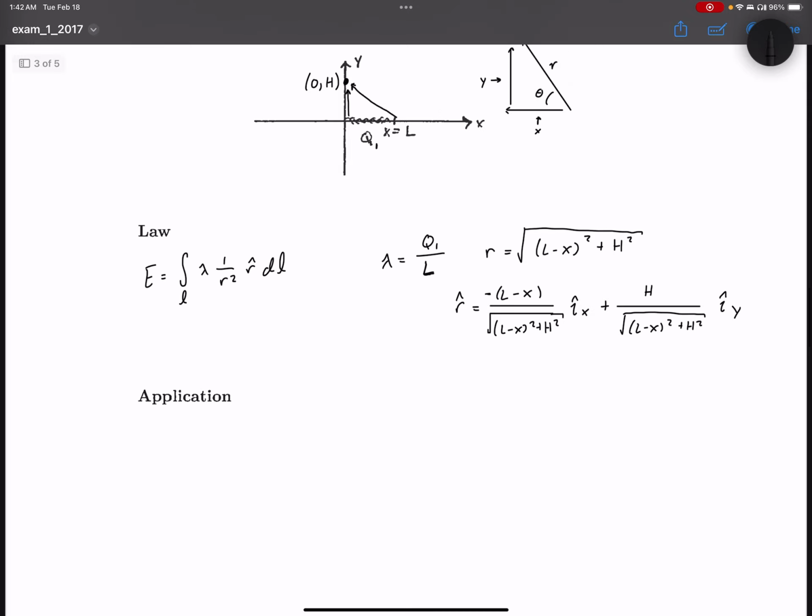So let's do Ex first. So electric field in the x direction. And also I forgot k. So k goes here. So we have k, Coulomb's constant, times the integral from 0 to capital L, because that's the length of the object that has the charge, times lambda, which we know is Q1 over L. That's a constant value that we can bring out, times 1 over R squared, which is going to just be L minus x squared plus h squared.